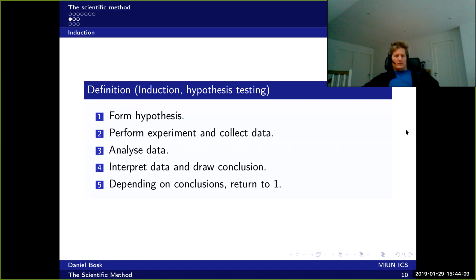So the other school, now that we've talked about deduction, was induction, which is basically hypothesis testing. This is more commonly associated with the natural sciences, where you perform experiments and bring out new knowledge from that. So basically how induction works is that you form a hypothesis, which is what you want to test. So your idea that, okay, this thing might work like this.